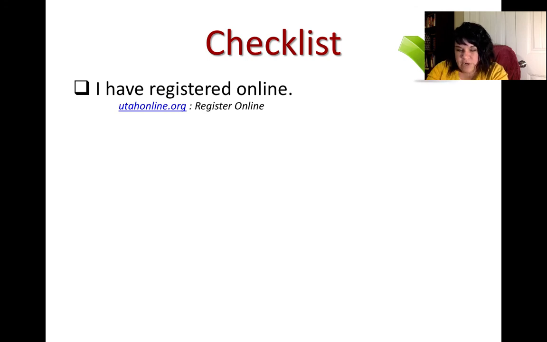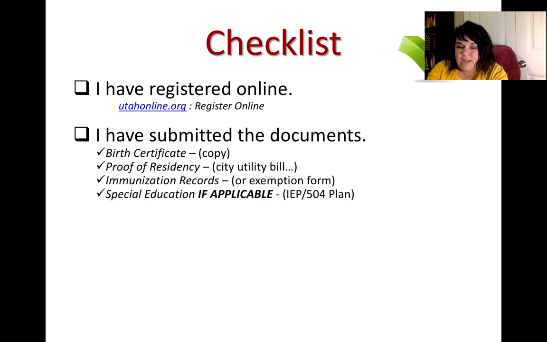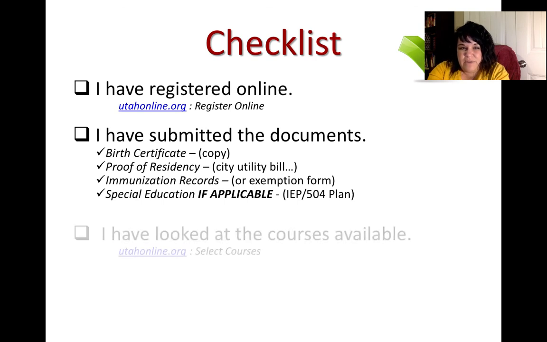Have you registered online at utahonline.org? Have you submitted the necessary documents? A copy of the birth certificate, a copy of the proof of residency. Actually, it may need to be the original proof of residency, like a city utility bill. Immunization records or an exemption form, and special education if your child qualifies and has an IEP. So if this is qualifying for your child, then they will need to make sure they submit the IEP or the 504 plan. If your child does not have special education services, then you don't need to worry about that.